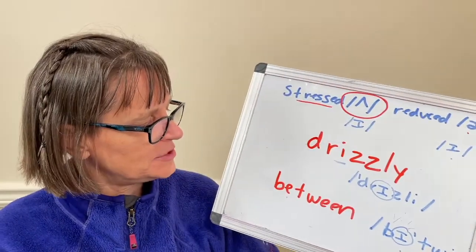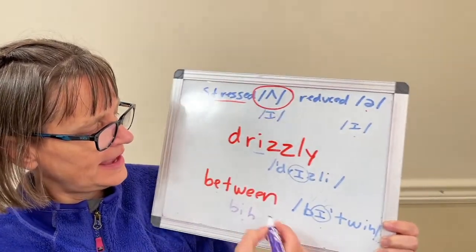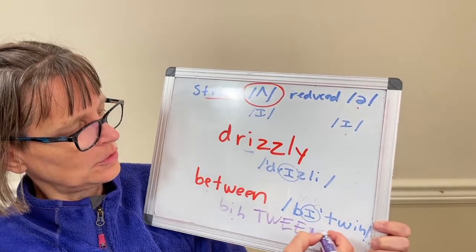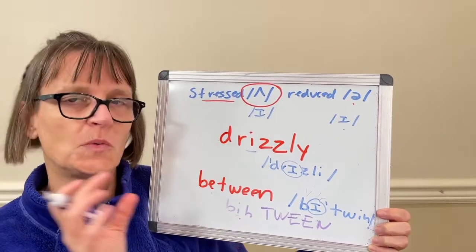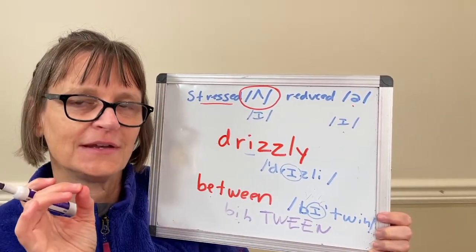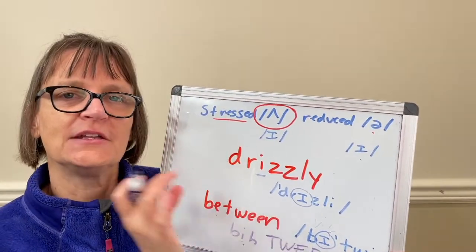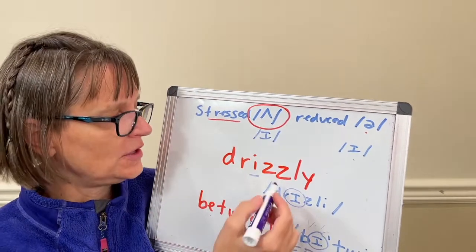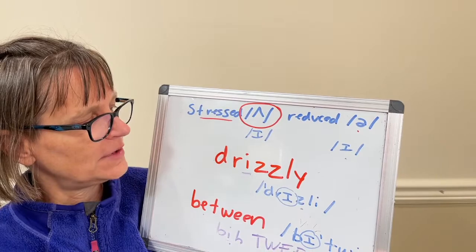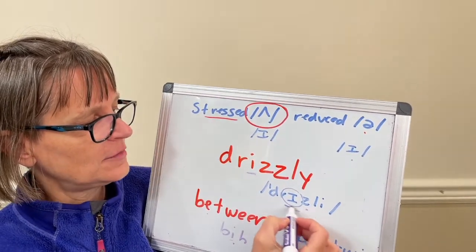So something like between, I usually write the B sound with IH, between or return. We just want to, again, have that really short, lax, reduced sound, between, return. Whereas in drizzly, I'm holding that I sound longer because it's stressed and also because it's followed by a voiced sound.